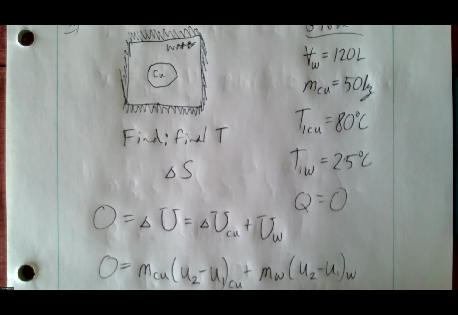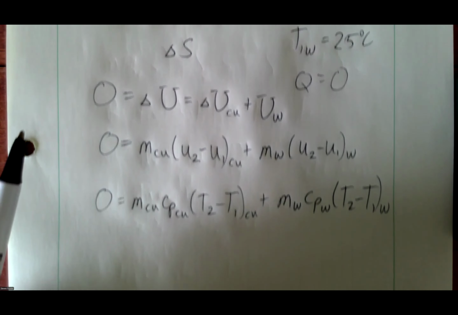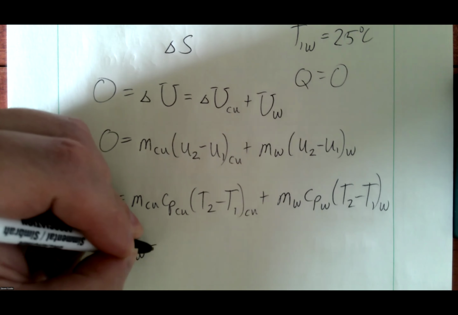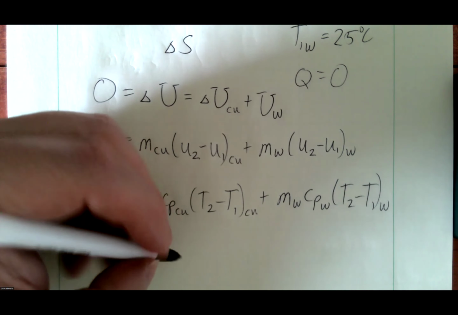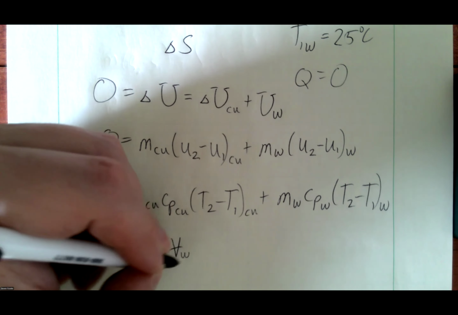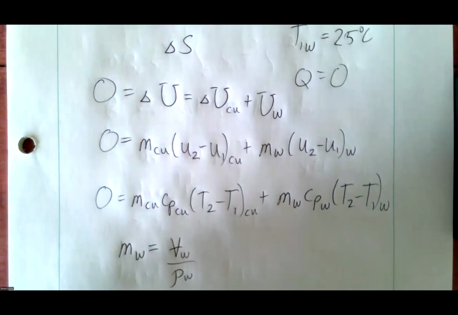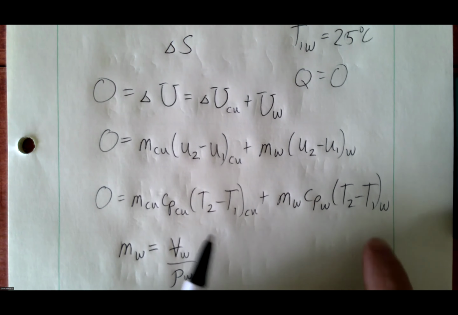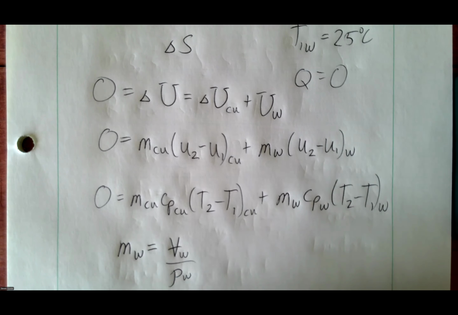I do know the volume of the water, and I know it's liquid water, so because it's in the liquid form, the mass of the water is going to equal the volume of the water divided by the density of the water, and that would give me the mass of the water. Okay, I know the initial temperature for both the copper and the water.